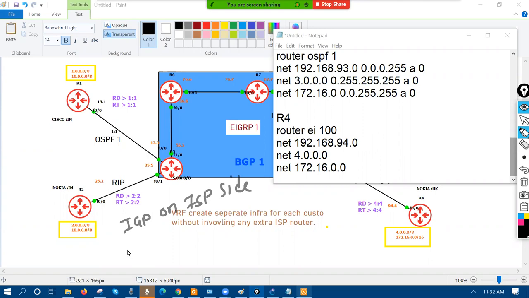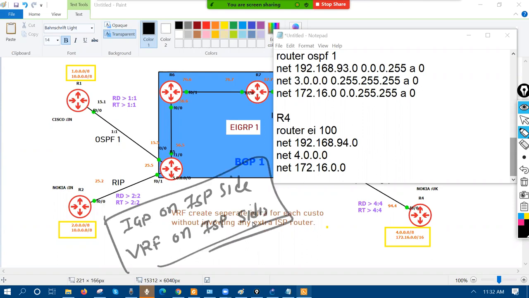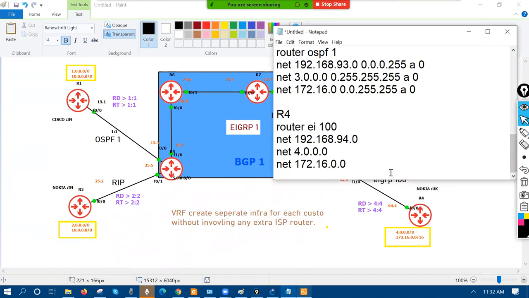Or either I can configure the VRF on ISP. Which one do I have to follow first? VRF or IGP? VRF, exactly. I have to create the VRF first of all, right? Because if I configure the IGP first, I need to advertise this link into the IGP without VRF. So again I have to modify my configuration. So let's configure the VRF first of all.